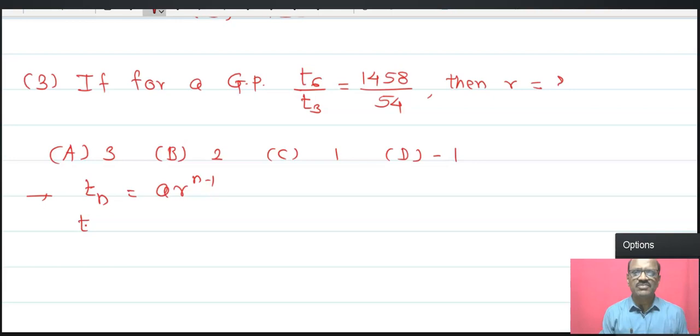Now in this question, if for a GP, T6 upon T3 is equal to 1458 upon 54, then R is equal to what? Then what will be its value? We will apply the formula Tn is equal to a into r raised to n minus 1. Then we will find out the value of T6 and T3, and we will take their ratio.